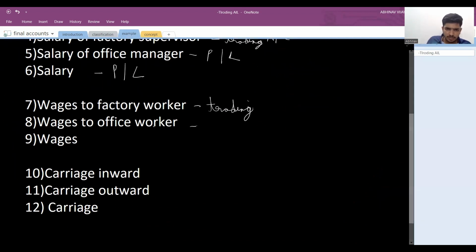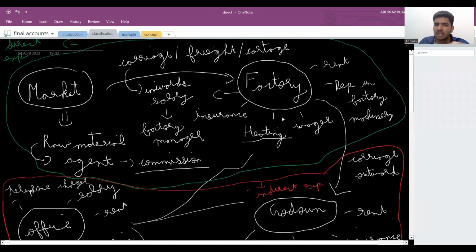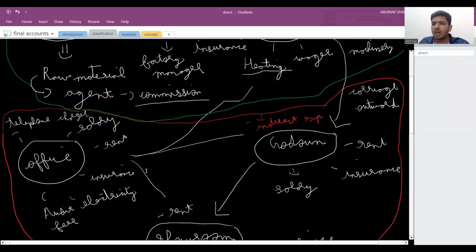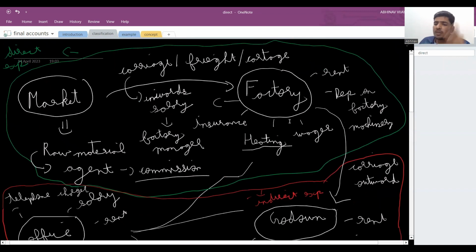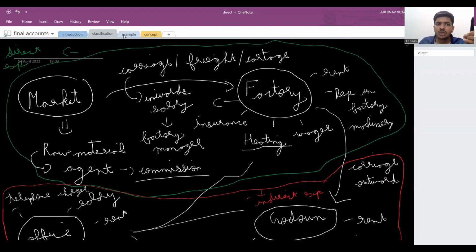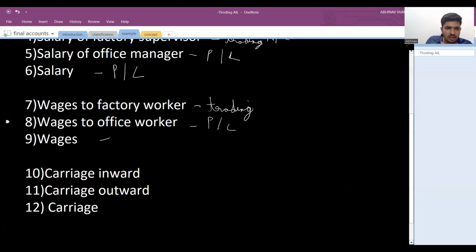Now, wages. Again, what is wages? Where do we pay wages actually? Mostly we pay wages only in the factory. Here also we pay wages, but it's for small peons or gardeners, on a very small scale. But mostly we pay only in the factory. On a weighted average basis, the factory's wages are always maximum. So we assume that wages is always a trading account item, a direct expense that happens in the factory.